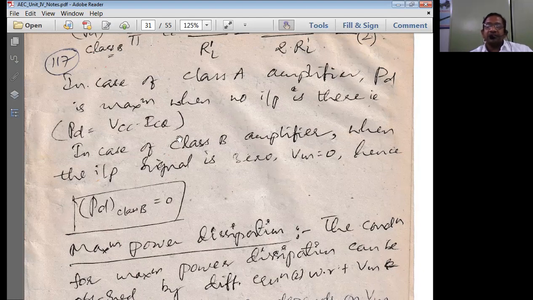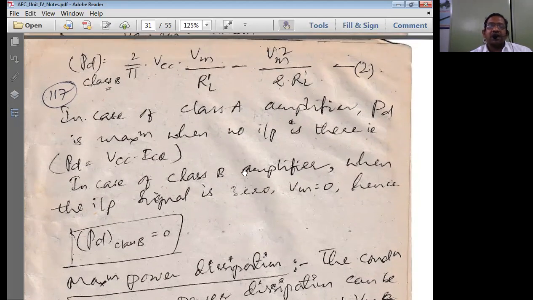So in the case of the class A type of amplifier, both transformer coupled and transformer less, we get power dissipation equal to VCC into ICQ. So without input signal, this power dissipation is going to be inevitable in the class A power amplifier. That means power dissipation should be zero when there is no input signal, right? So that cannot be achieved in the case of the class A type of power amplifier.